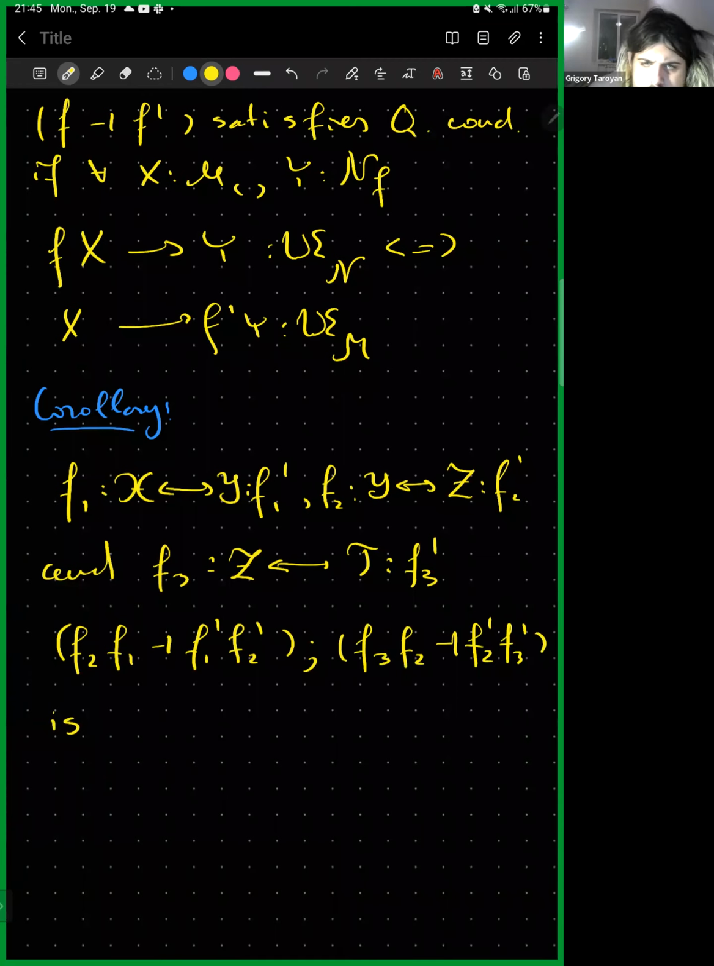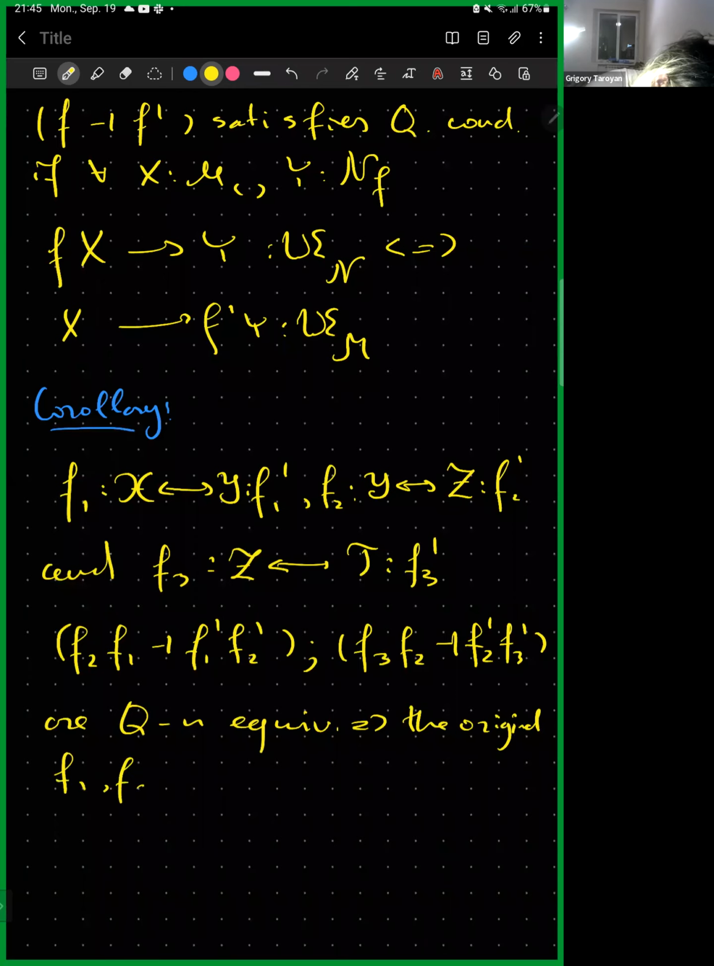So if both these pairs are Quillen equivalences, then the original three functors are Quillen equivalences as well. Okay.